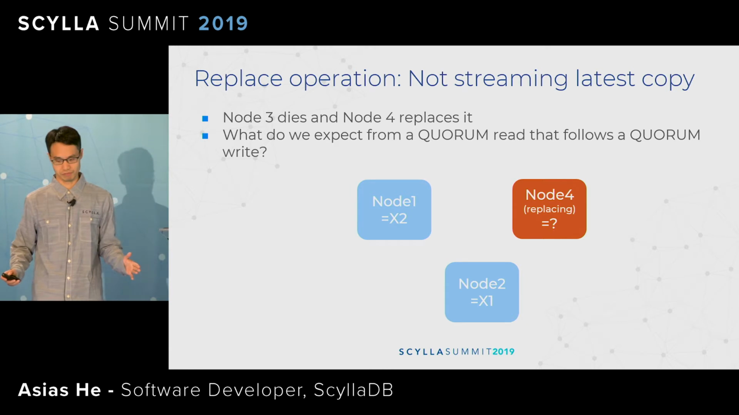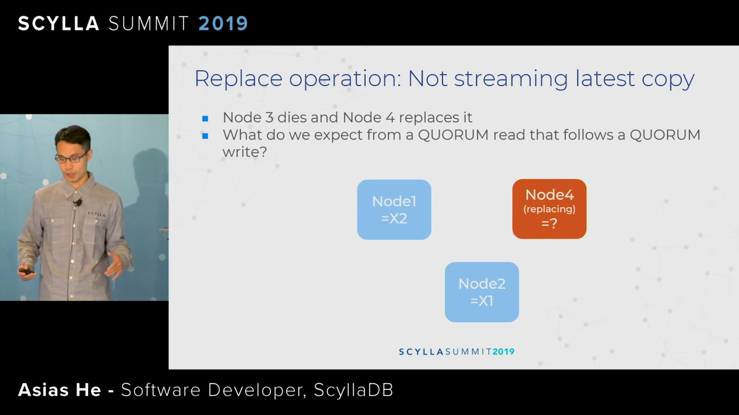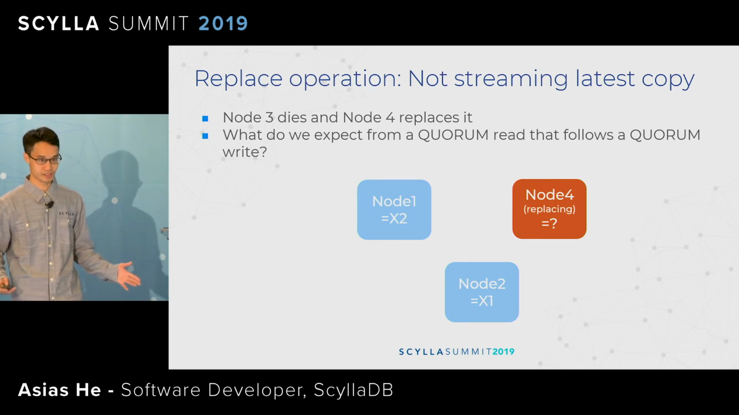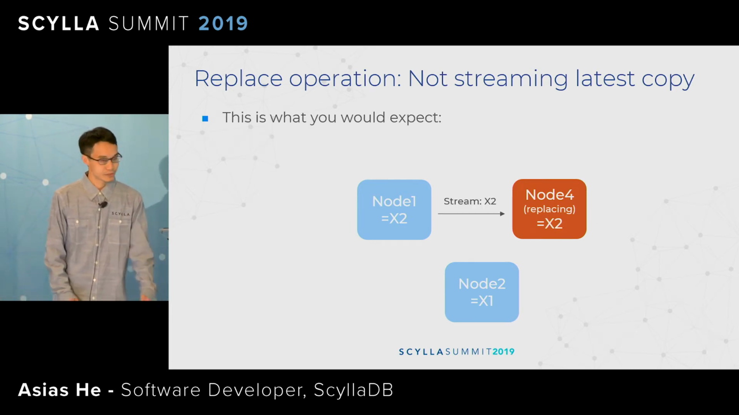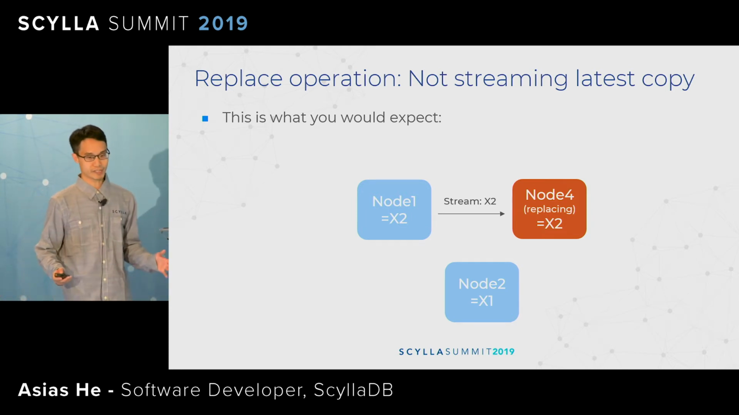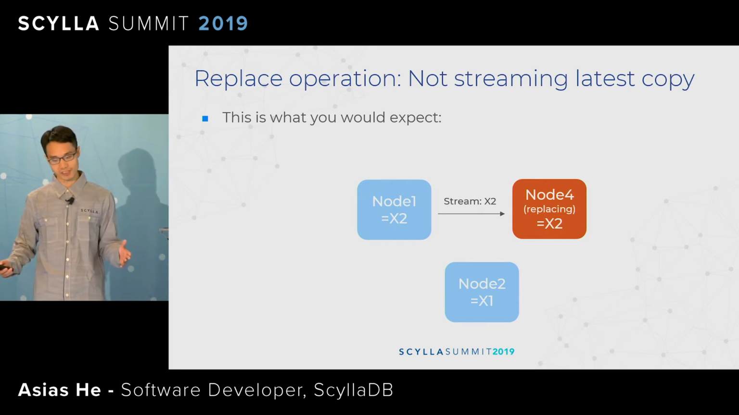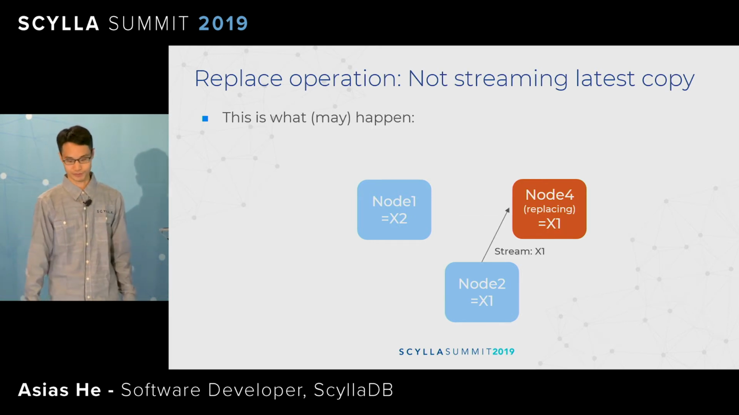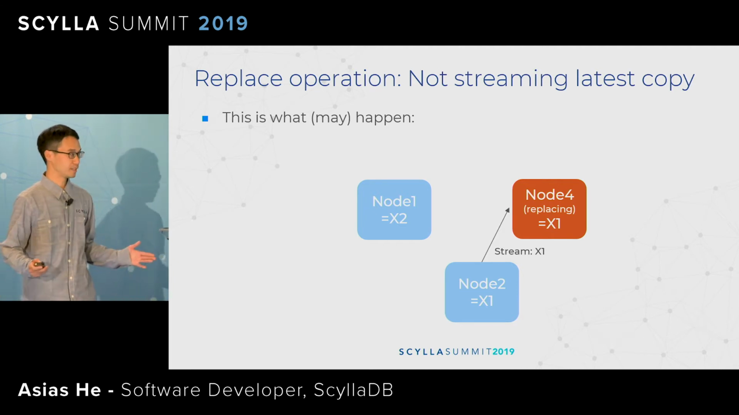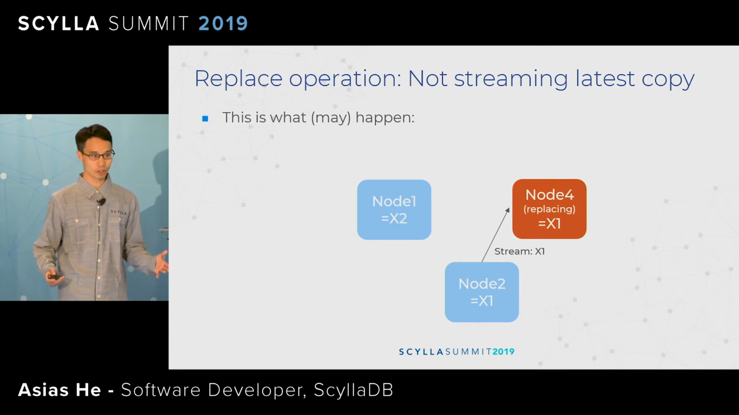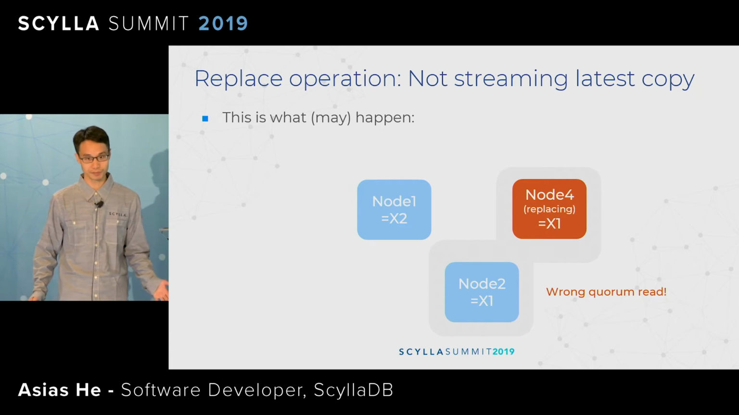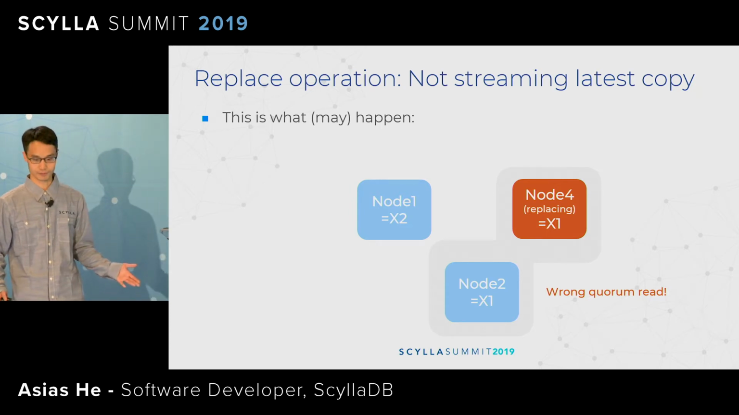So what happens? The third node dies, and we use another node to replace it. What do we expect from the quorum read in this case? This is what you would expect. We stream the latest copy to the replacing node, but this is what might happen. Instead of streaming the latest copy, we stream the old copy. As a result, if we do a quorum read, we will get the wrong answer.